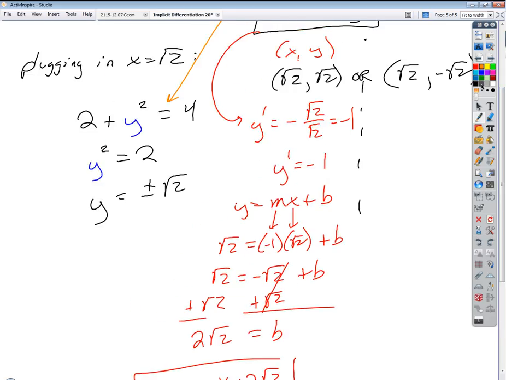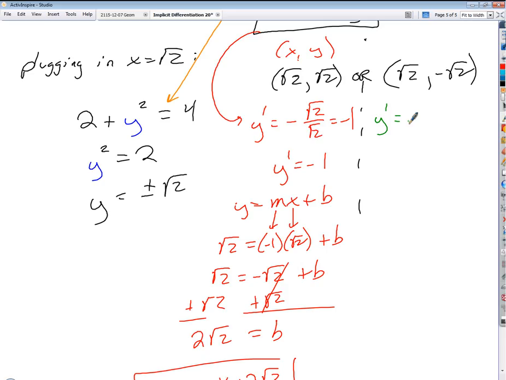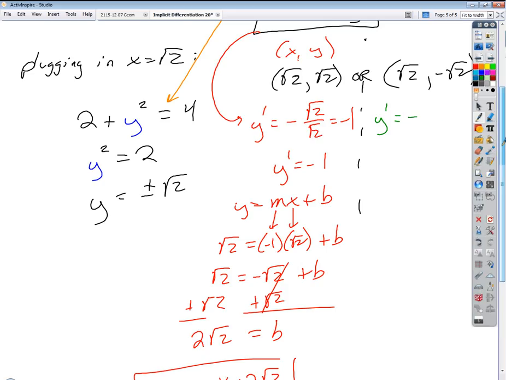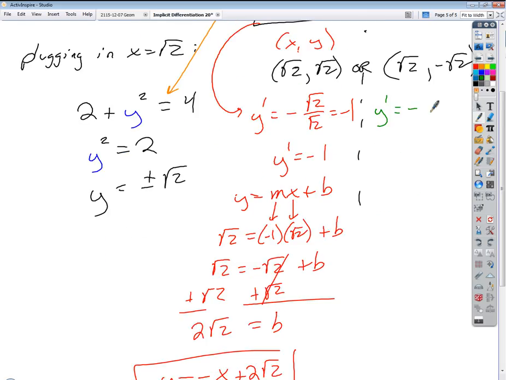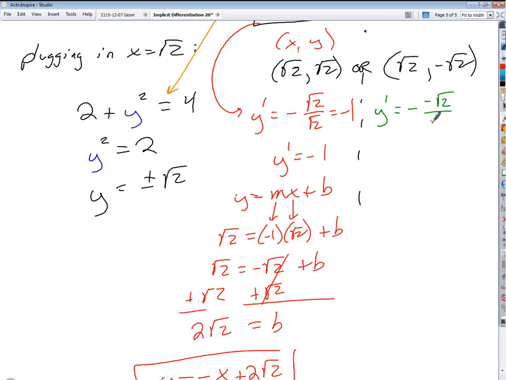So the other one, I'll use good festive holiday colors here. So the other one, when x equals the square root of 2 and y equals negative the square root of 2, what is y prime going to equal? Yeah, I'm going to get negative, was it x over y or y over x? Can't remember. X over y. So I get negative, minus the square root of 2 over the square root of 2. Negative times a negative is positive, so I get 1. Good.